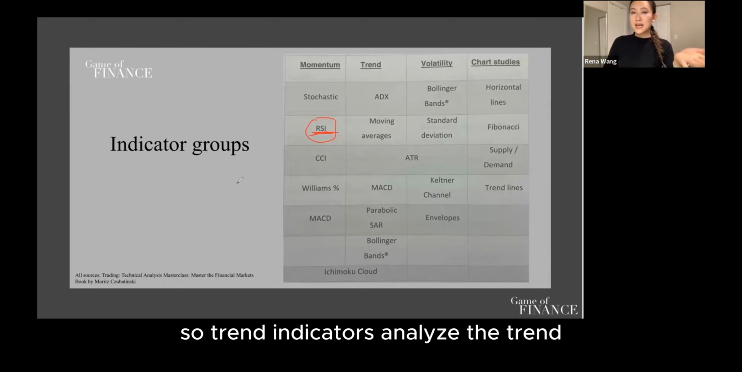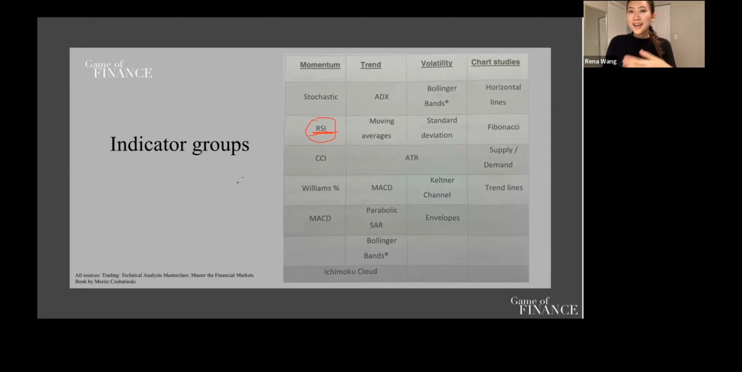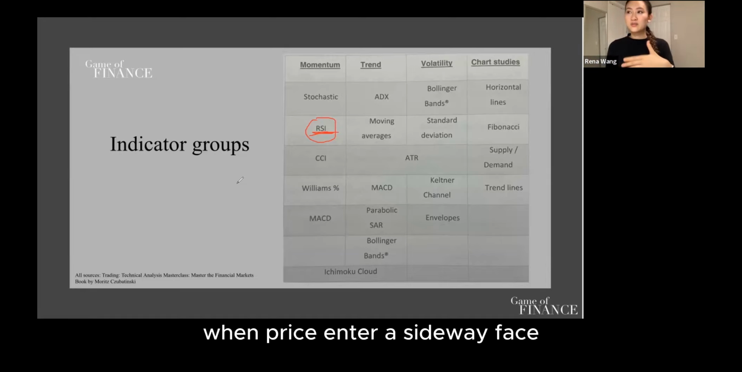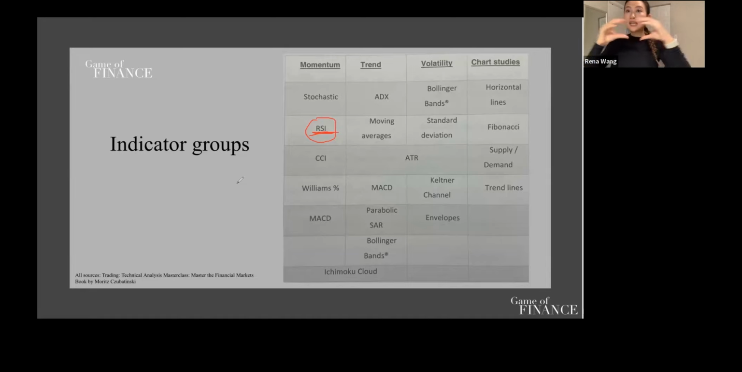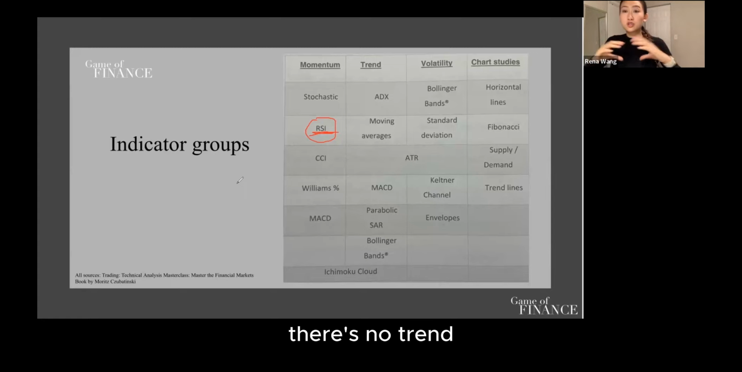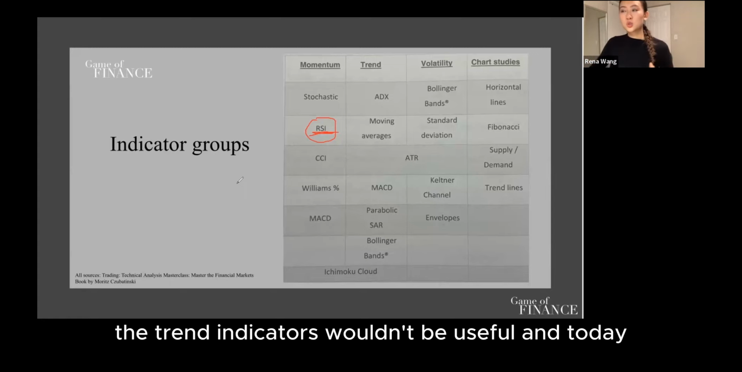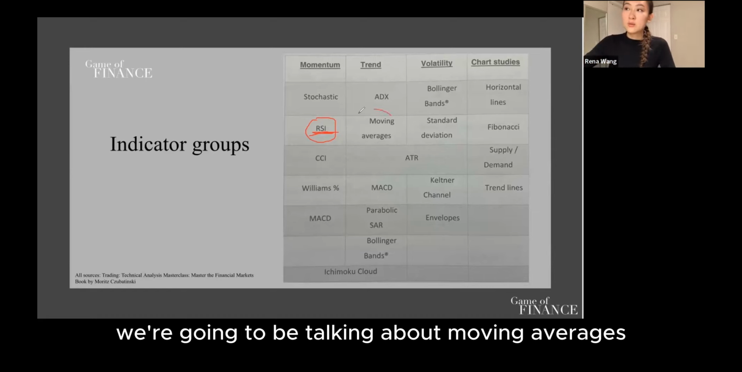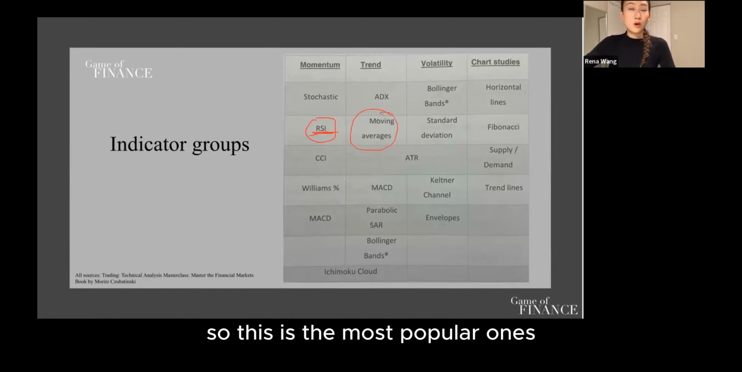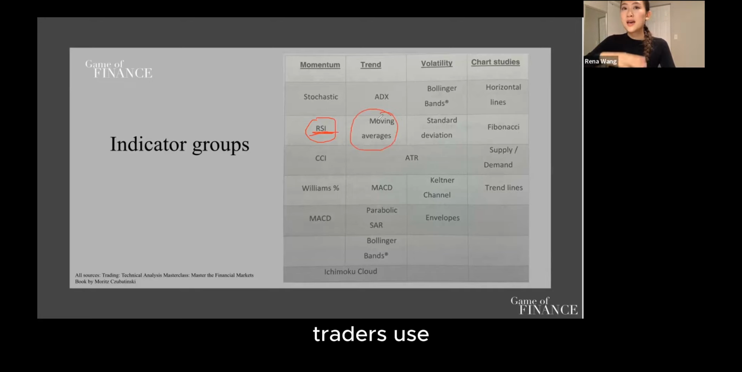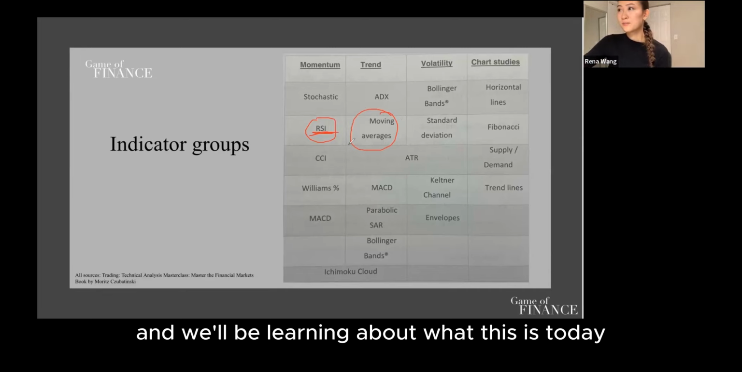So trend indicators analyze the trend, and they're generally not as effective when price enters a sideways phase. For example, neither the buyers nor the sellers are winning. There's no trend. So in this case, the trend indicators wouldn't be useful. And today we're going to be talking about moving averages. This is the most popular one that traders use in the media, in Wall Street, and we'll be learning about what this is today.